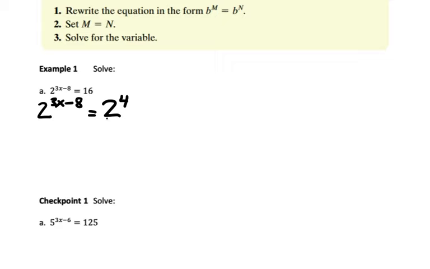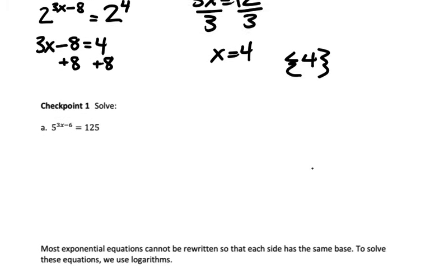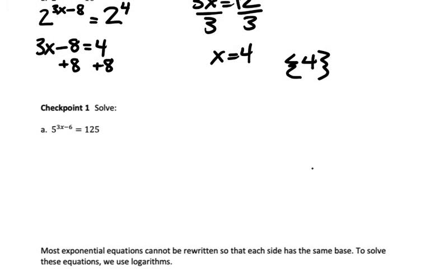So now I have the same base of 2, so I can set the exponents equal to each other. 3x minus 8 equals 4. And from here, it's a straightforward equation to solve. Add 8 to both sides and divide by 3, and I get x equals 4. So in the bracket that they're going to give you in MyLab Math, I would type 4. So next you should look at checkpoint problem number 1. Do this in your notes, check your answer, and then move on with the video.